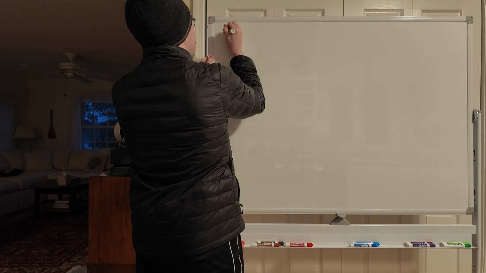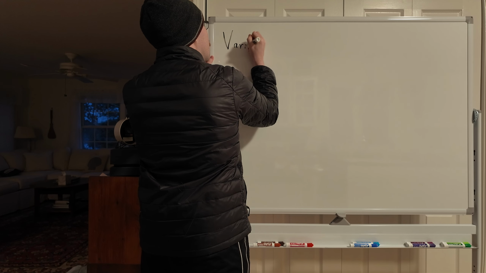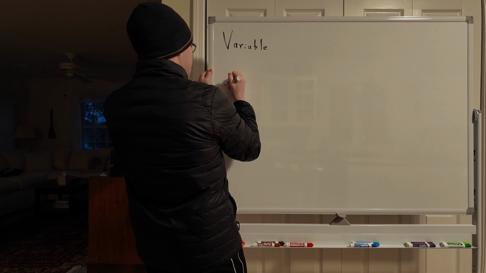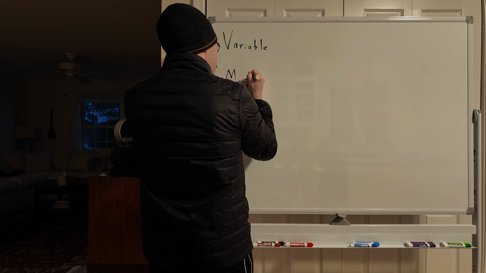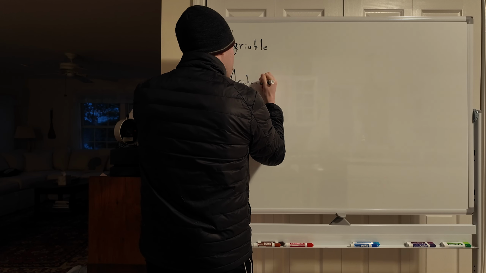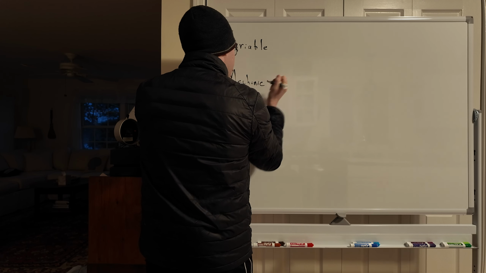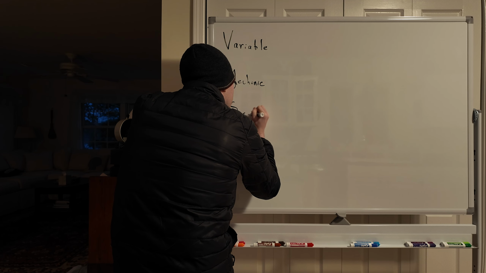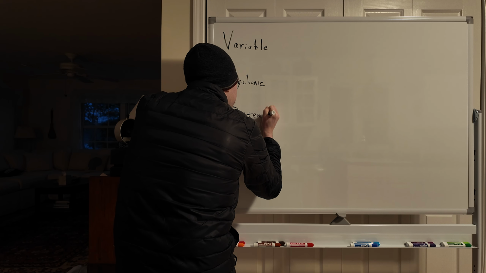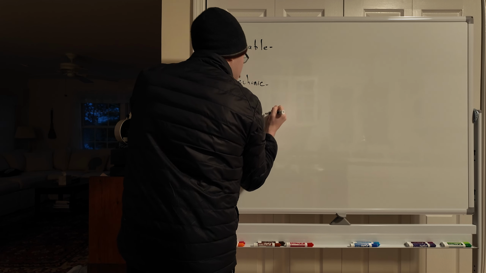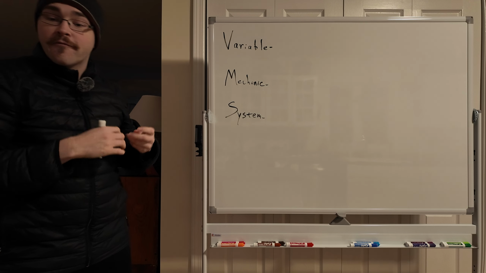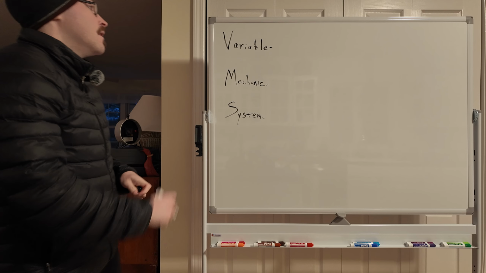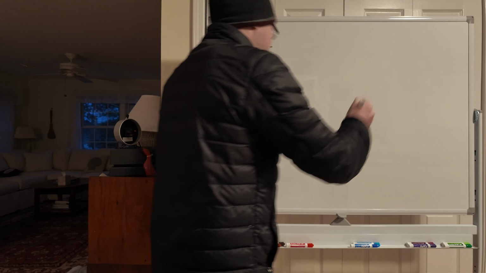So the first is a variable. The next is a mechanic. Kind of wish these markers were better. Oh, there we go. And lastly is a system. Now, I'm going to explain all three of these for the sake of game design or gameplay design. But first off is a variable.